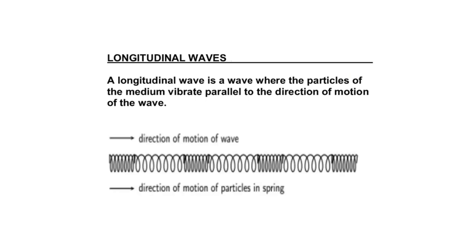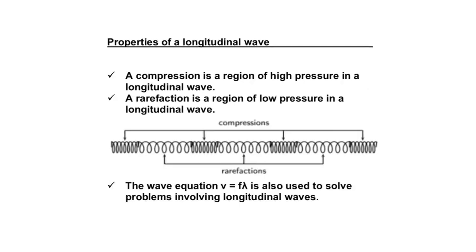By definition, a longitudinal wave is a wave where the particles of the medium vibrate parallel to the direction of motion of the wave. But what do we call this region where particles are close to each other, and this region here where they're not closely packed? A compression is a region of high pressure in a longitudinal wave, while a rarefaction is a region of low pressure in a longitudinal wave.